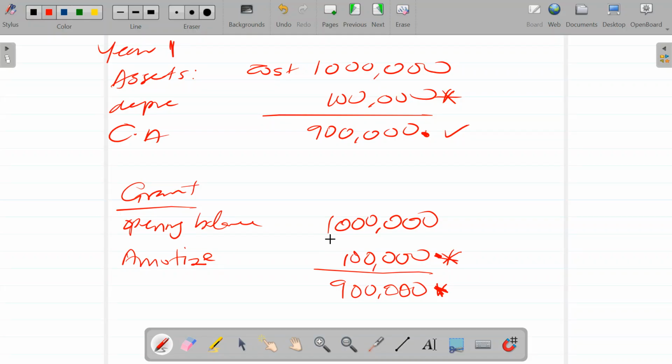When we go to the second year, we'll do the same thing. So by the end of the 10th year, the last year, we have used all the grant, and we have also depreciated the whole asset. So at the end of the 10th year, the asset will be zero. The grant will also be zero. Do you get the idea?